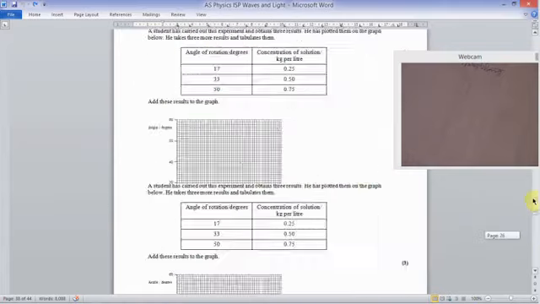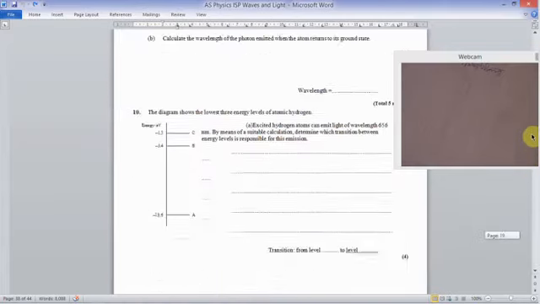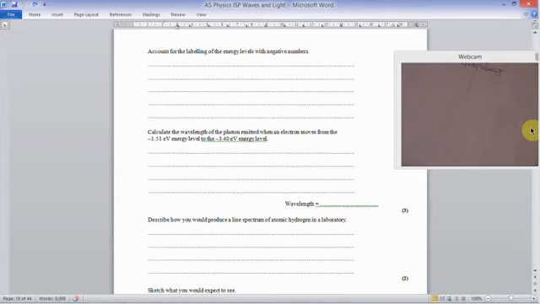Right. Next question. Calculate the wavelength of a photon emitted when an electron moves from minus 1.5 electron volts to the minus 3.4 electron volt energy level. So again, you're looking for the difference between those values. So we've got 3.4 take away 1.51, which gives us an energy change in electron volts of 1.89.